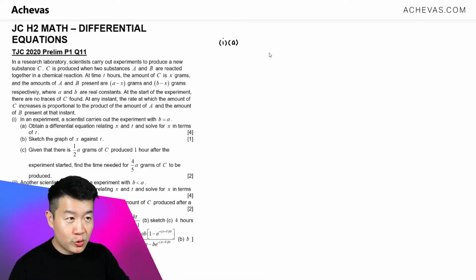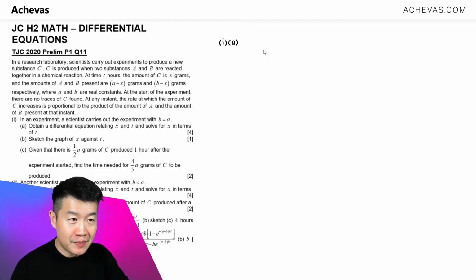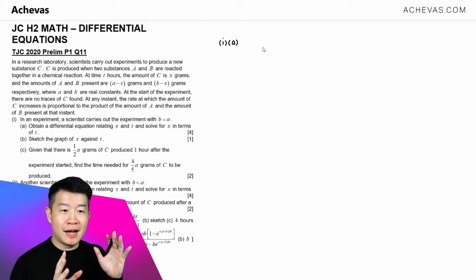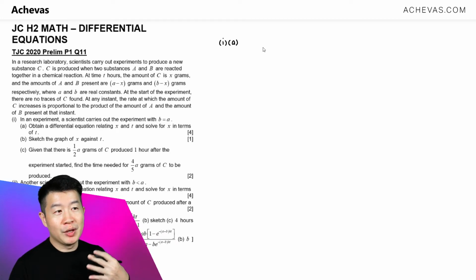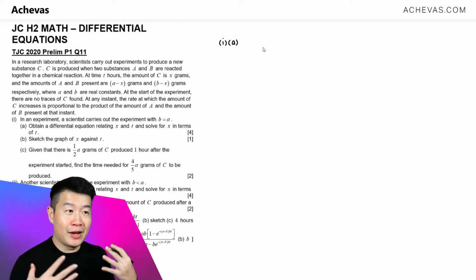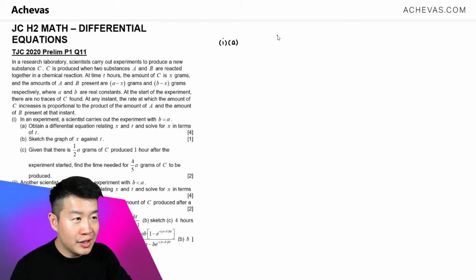In the very first part of this question, we are trying to analyze the rate of change of the amount of C, which is represented by dx/dt. And to conceptualize the idea of rate of change, or the differential equation for this particular question, I'm going to make use of the schematic that I have introduced on the Achevas TV theory outline, and that is to try to analyze the system.